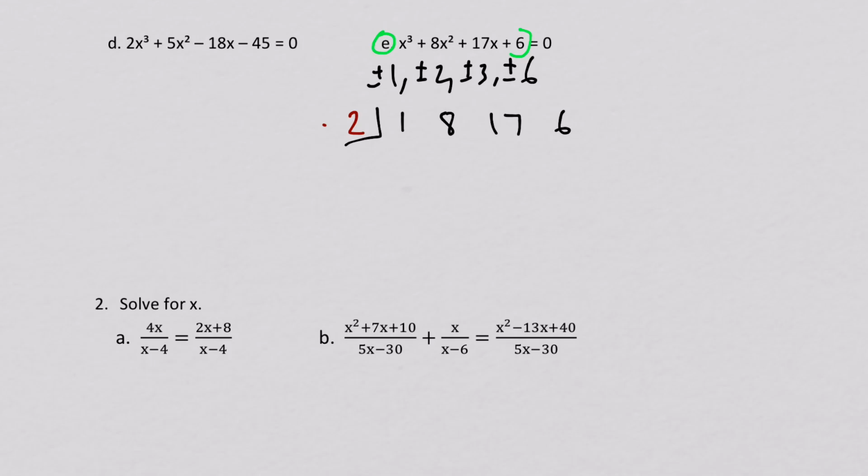We're going to try negative 2. Bring down the 1. Negative 2 times 1 is negative 2. That's 6. Negative 2 times 6 is negative 12. That's 5. Negative 2 times 5 is negative 10. And that's negative 4. And once again, it did not work. Let's get rid of that and try 3.